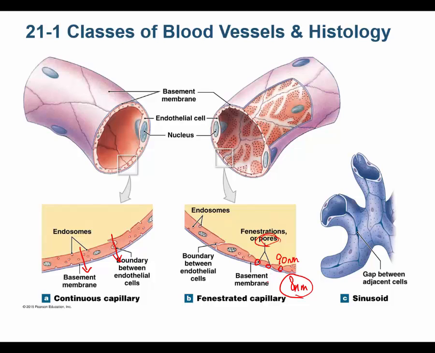But when we do talk about the kidneys later in your life, we will talk about why albumin doesn't ultimately make it through there, even though it could fit through the pore. So these fenestra are about 90 nanometers. And then you have a type of capillary called the sinusoidal capillaries.